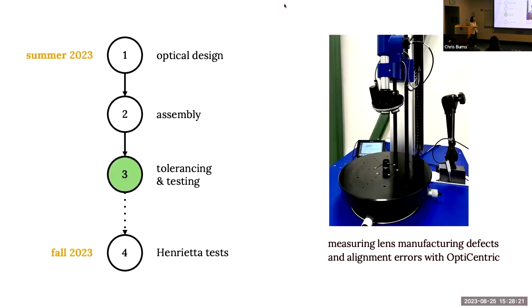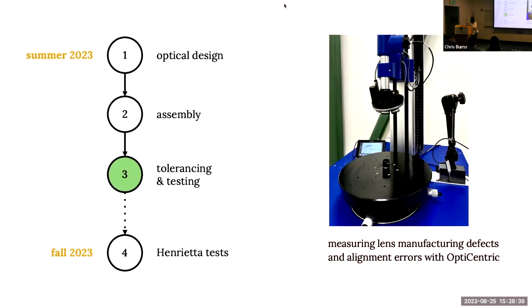In terms of progress, this summer I worked on the optical design and the assembly of my telescope simulator, and I'm currently in the process of tolerancing and testing my system. In the fall, when Henrietta is complete, my telescope simulator is going to be used for testing the image quality of Henrietta, as I mentioned before.